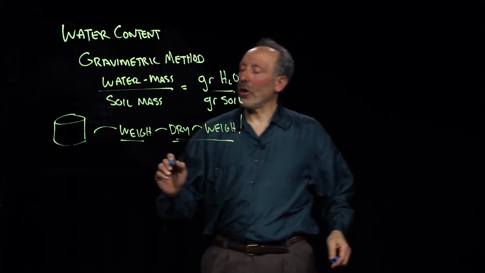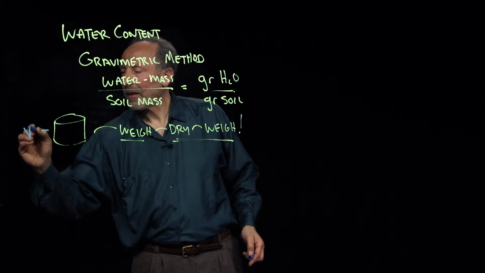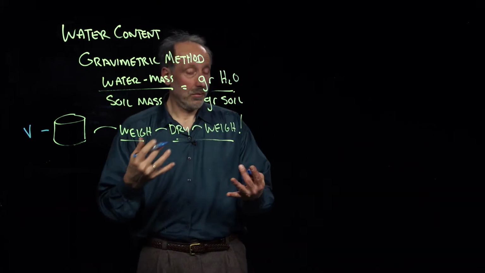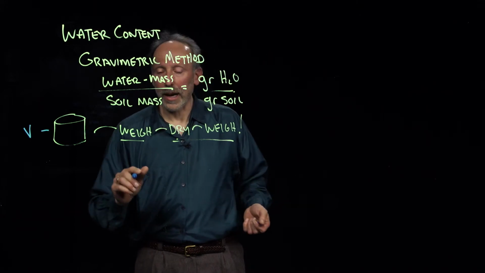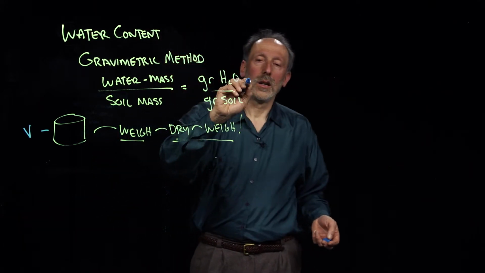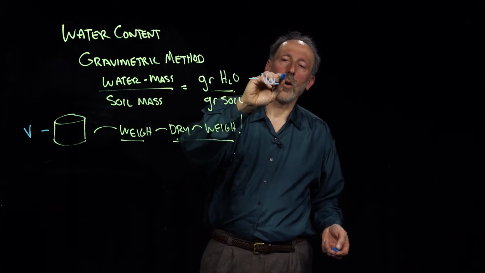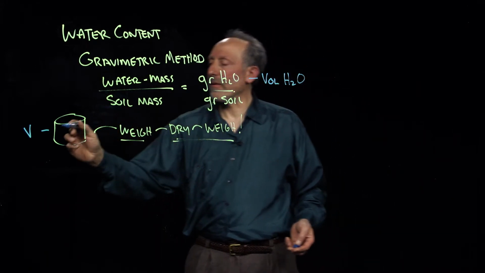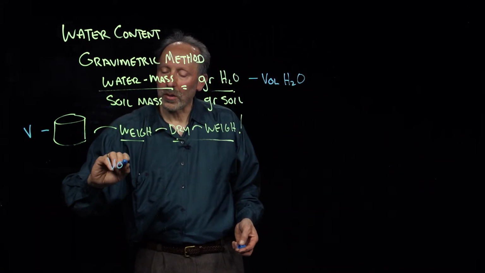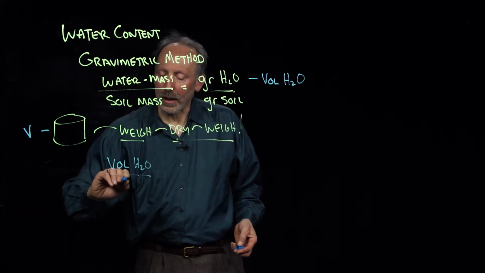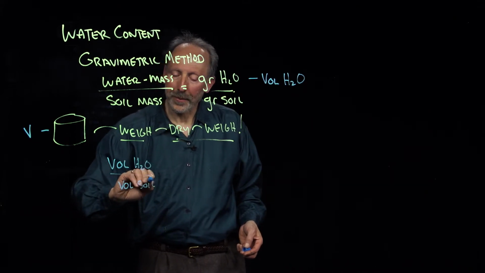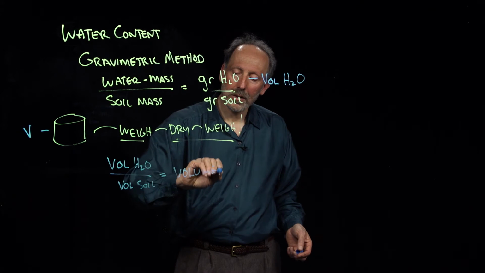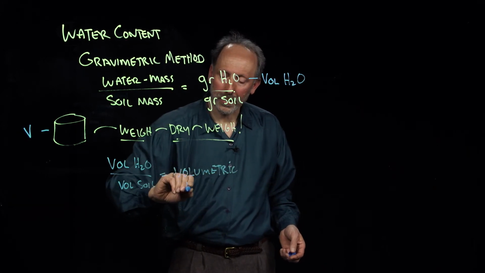We could also use a volumetric water content. If we knew this had a volume V, then we can convert our grams of water to, since the density is approximately 1 gram per cubic centimeter, a volume of water. Okay. And instead of using grams of soil, now we're going to use the volume of that container, and we just have the volume of water divided by the volume of soil. And this would be called the volumetric water content.